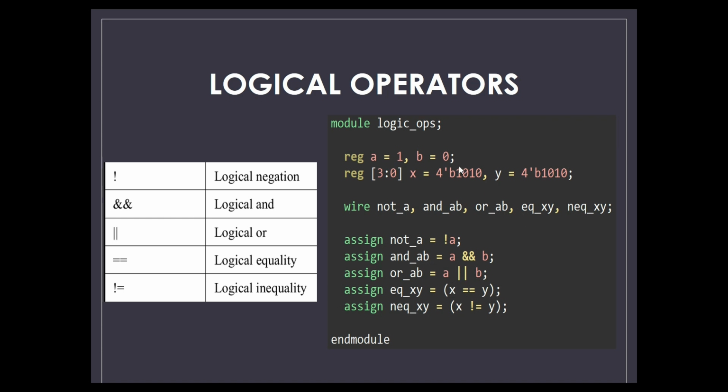X equal to Y: are both X and Y equal? Yes, they are equal, so this should be 1. And for not equal of X and Y: yes, they are equal, so the output should be 0.